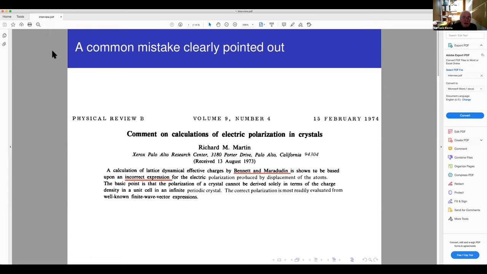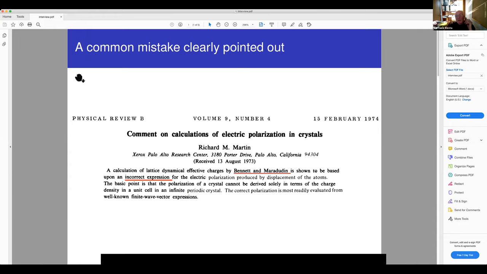The author of this paper was not what in Italy we would call a pellegrino. He was one of the authors, probably the senior author, of the reference book in lattice dynamics, and he said something really incorrect. And Richard Martin tells in this paper very sharply and demonstrates very simply: polarization of a crystal cannot be derived solely in terms of the charge density of a unit cell in an infinite periodic crystal. So this statement was demonstrated very clearly. And this statement still has not percolated, as I said before, to the textbooks from which our students study.